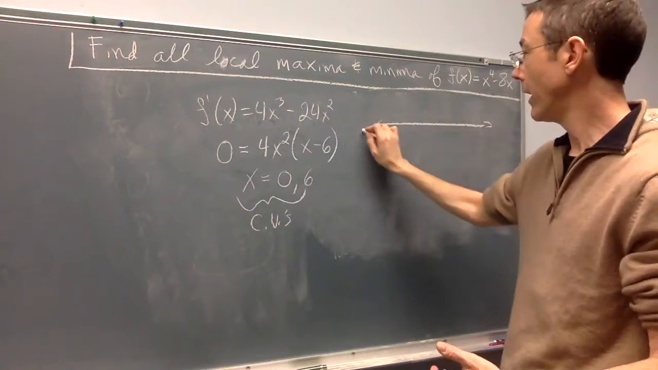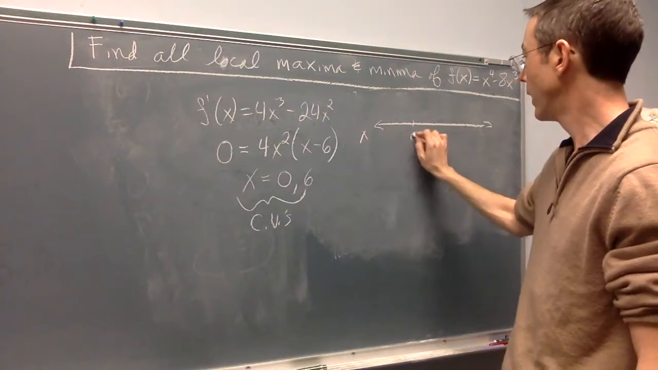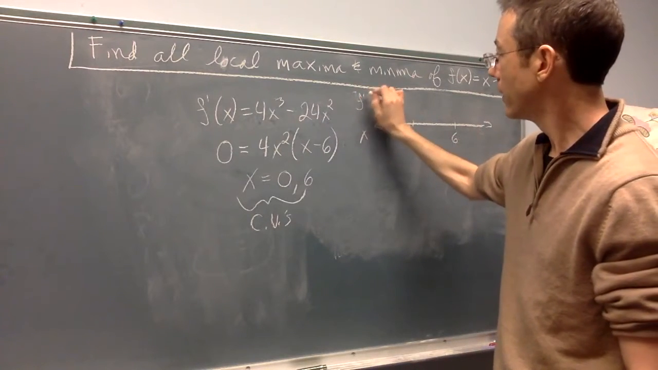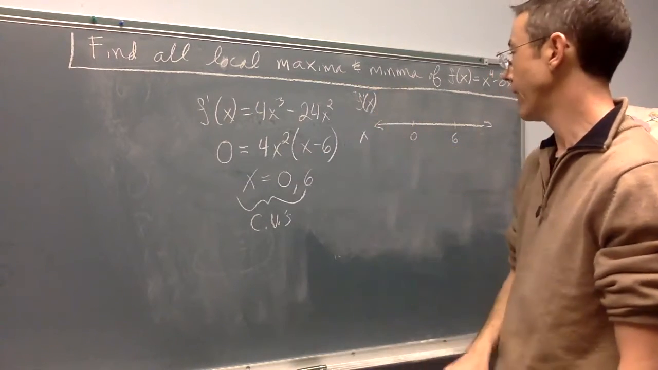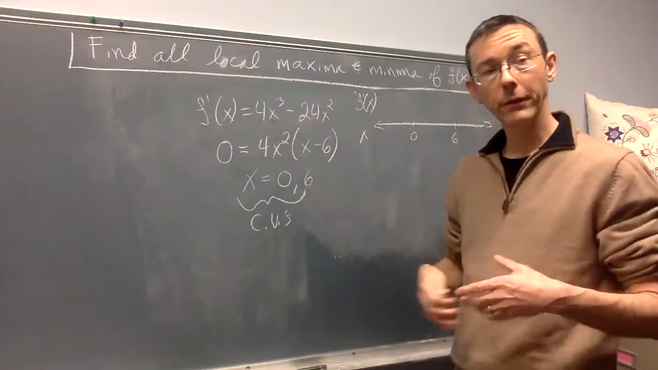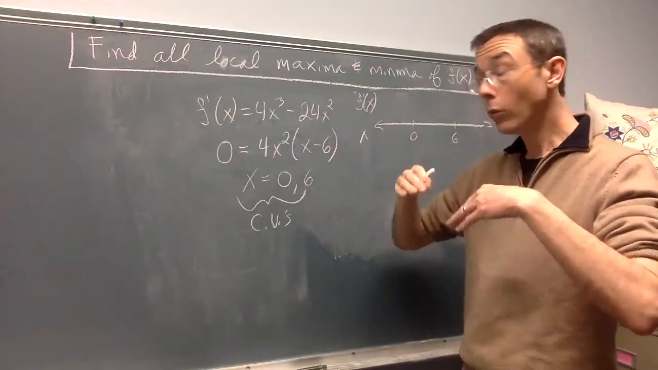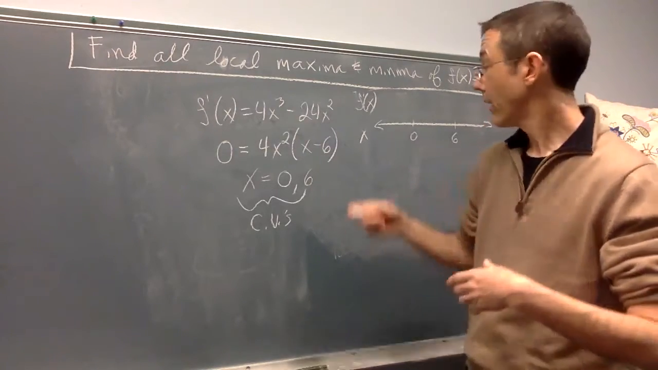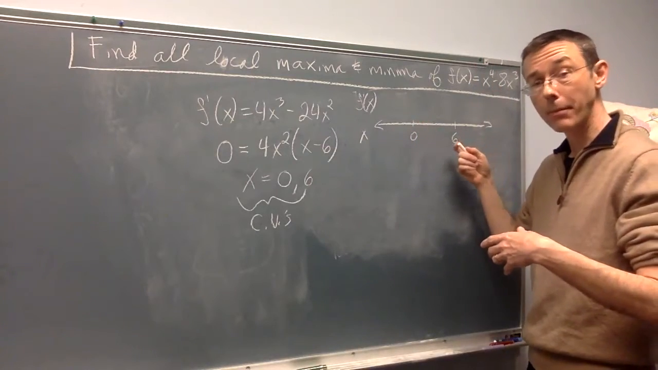So I'm going to label x values that correspond to these critical values. And I'm interested in the sign of f prime. So let's write that here. Now, f prime as a polynomial is a continuous function. So the only way it can change from positive to negative is if it's 0. I've labeled both the places where that can happen.